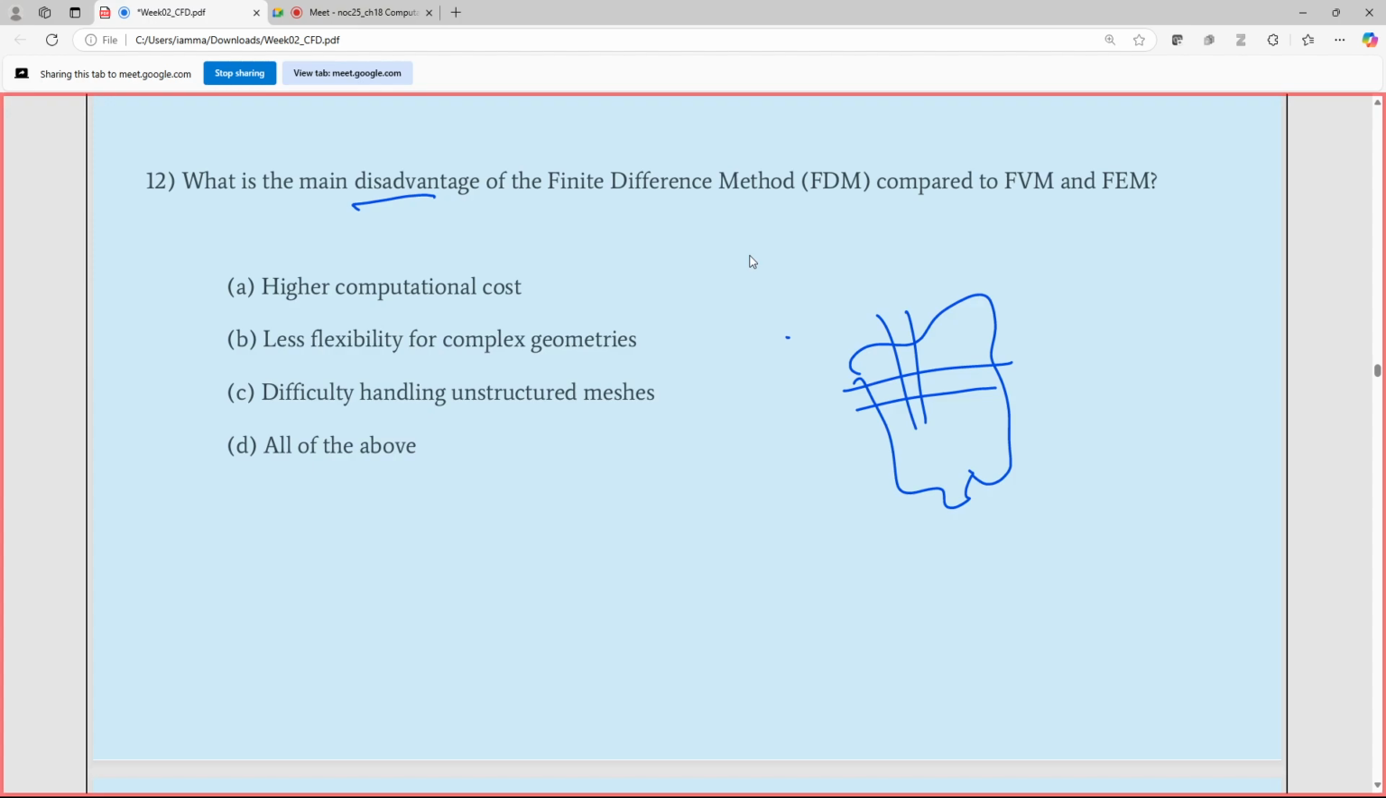So if you go for very simple geometries, like a lid driven cavity problem or something, then the best method will be finite difference method, because it is a 2D problem, also a rectangular domain or square domain, so it will be the least computational cost method. But for everything else than that, the computational cost will be higher. So here our answer is option D, all of the above.